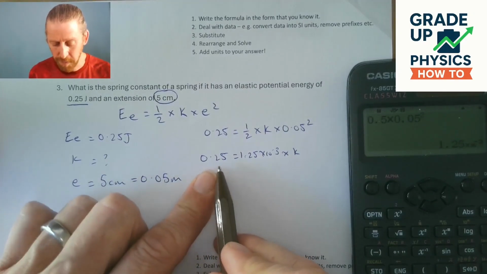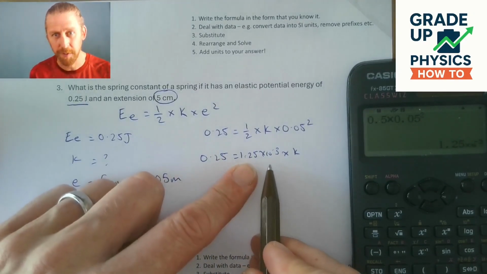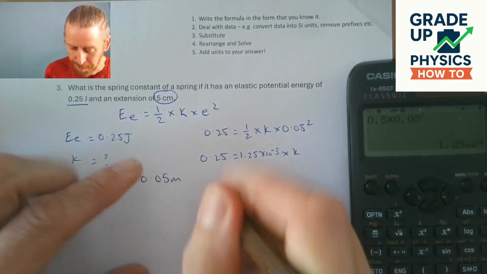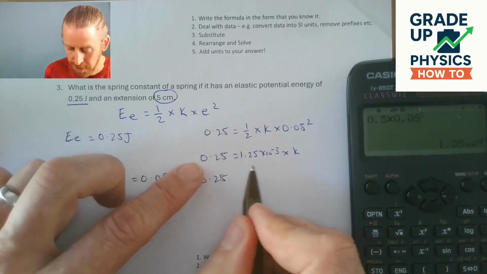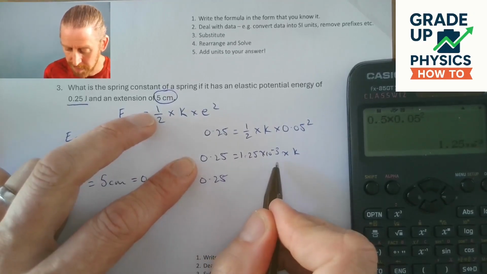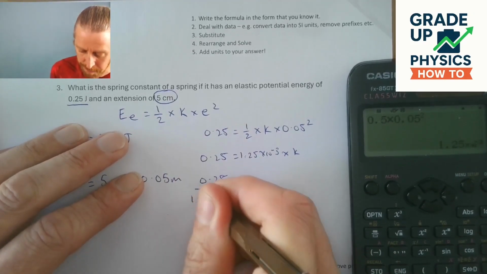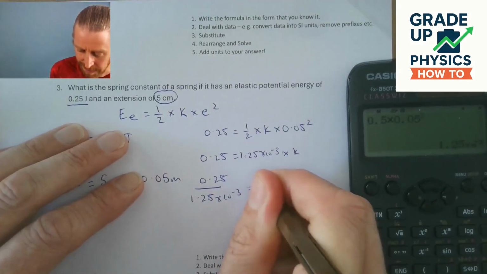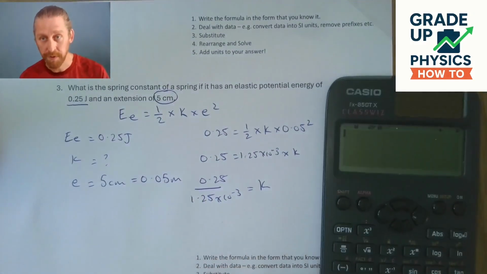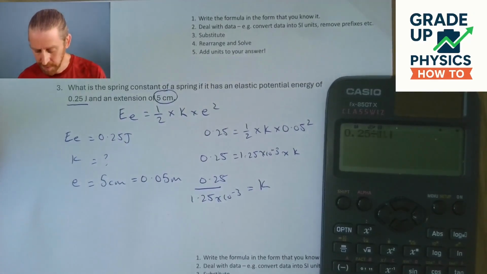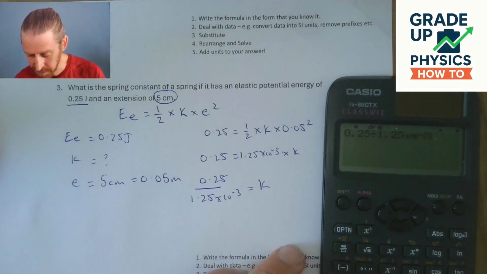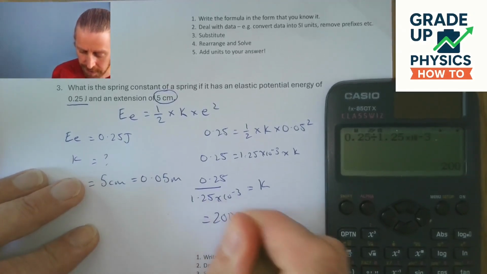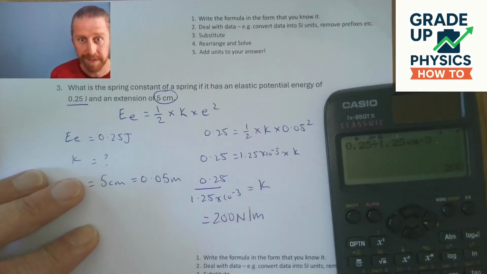Don't worry, we've got non-standard form here, we've got standard form here. It doesn't matter. Your calculator is going to do this fine on the next step. So using the algebra approach, I'm going to divide both sides by 1.25 times 10 to the minus 3. So it looks a little bit like this, and that will be our spring constant. So 0.25 divided by 1.25 times 10 to the minus 3 gives us a spring constant of 200 newtons per metre.